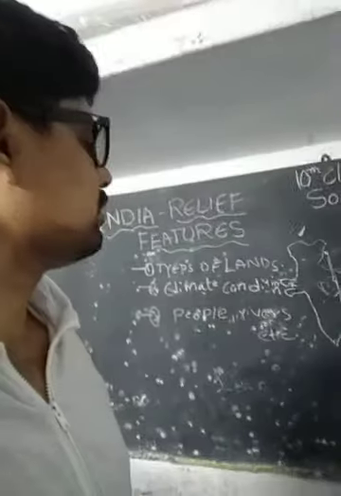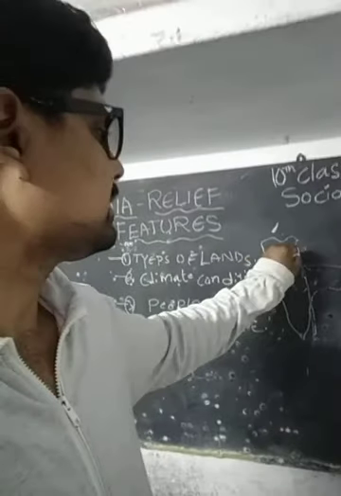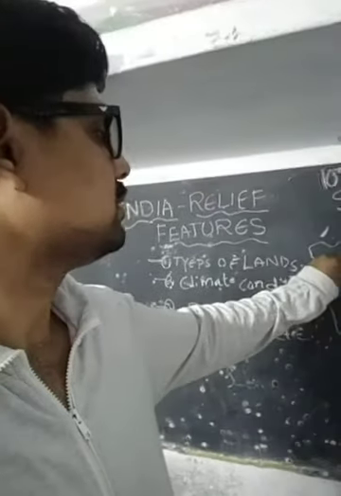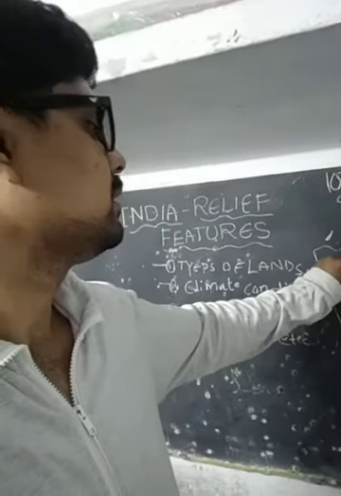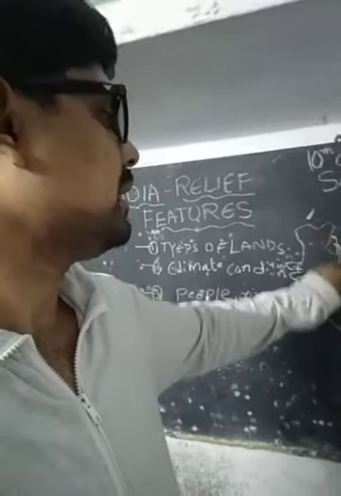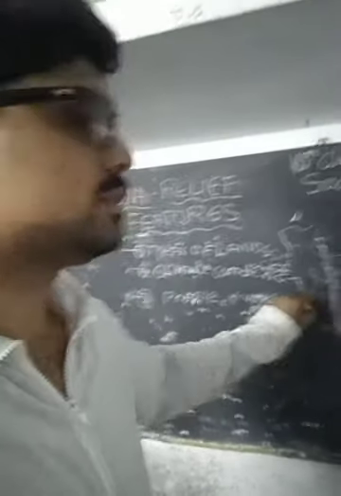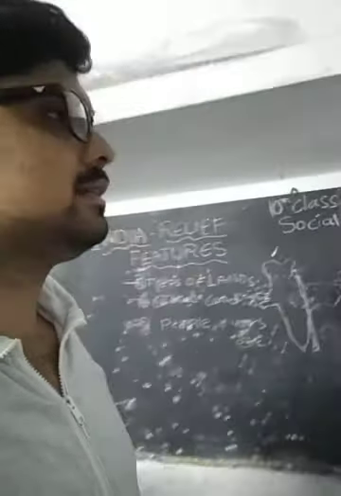Then our scientists calculated the time, which passes through Allahabad. It is 82 degrees 30 minutes longitude, and this is the Indian Standard Meridian, and this time is followed by the entire nation. This is the one time for one nation.